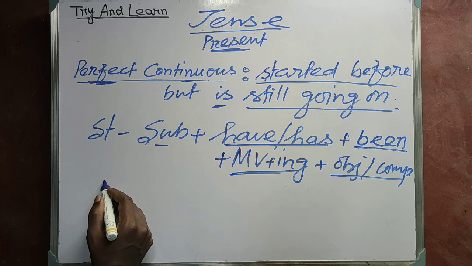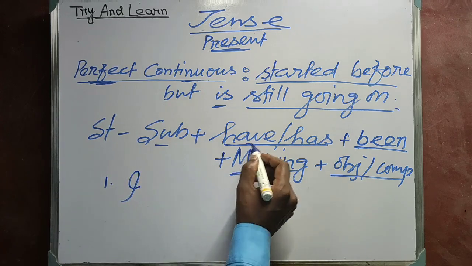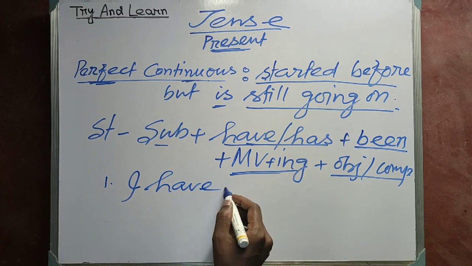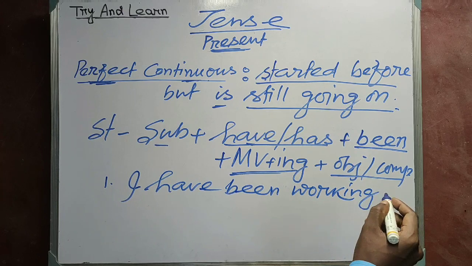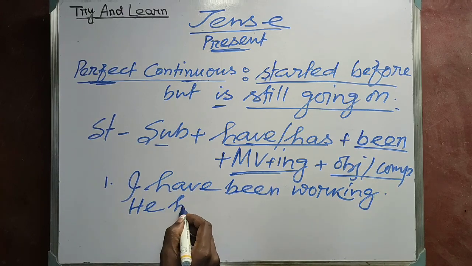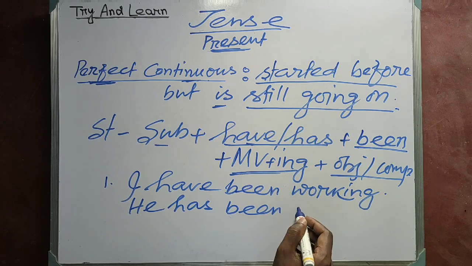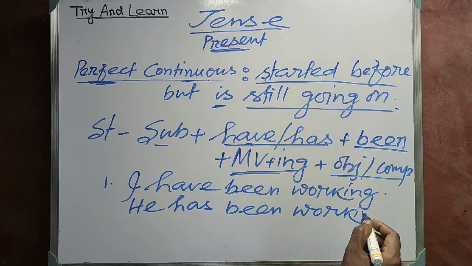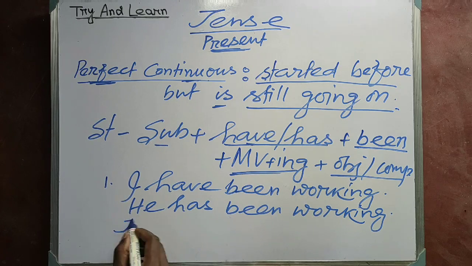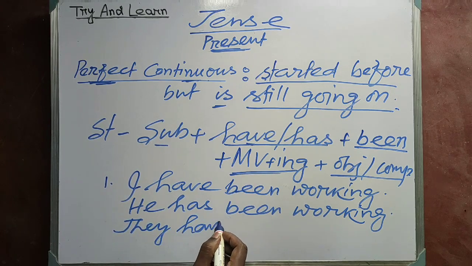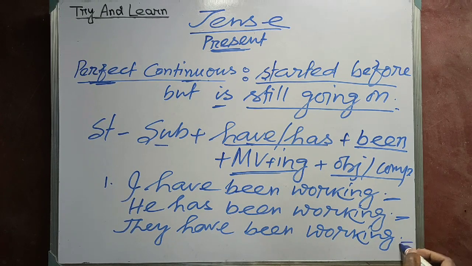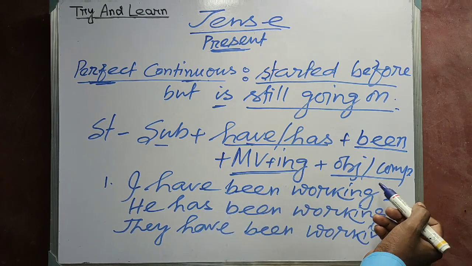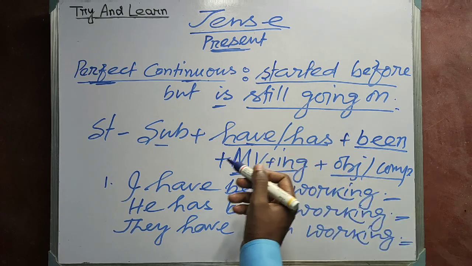See some examples. Number 1. I have been working. He has been working. They have been working. After this, we can show some duration. Like I have been working for 3 hours. He has been working for 5 days. This way.